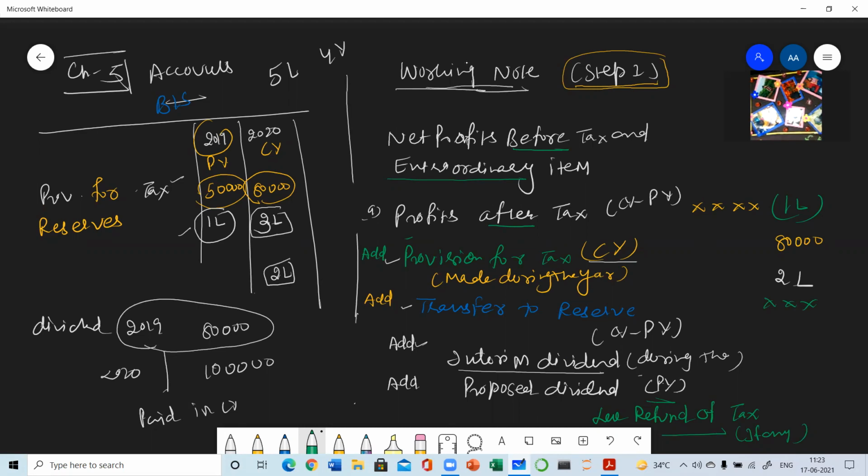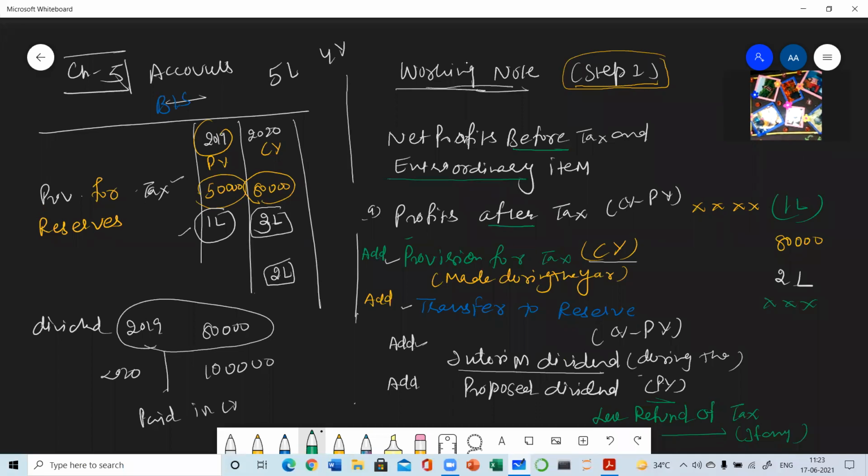So if any refund of tax is given, what do you mean by refund of tax? If in the previous year you have paid the tax in advance and actual tax was less, so the taxation authorities will be refunding that excess tax paid by you. So that will be the refund of tax, and that will be subtracted from here. Clear? So I'm repeating again the working note, then we will do the numerical.